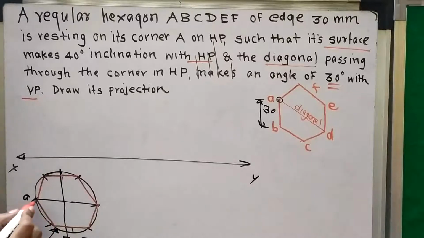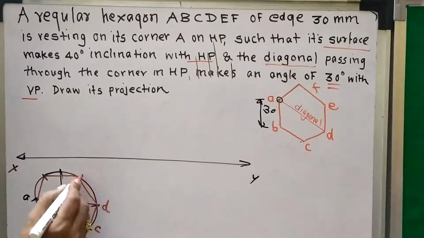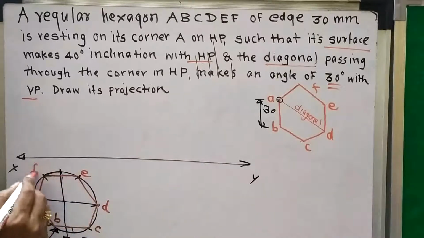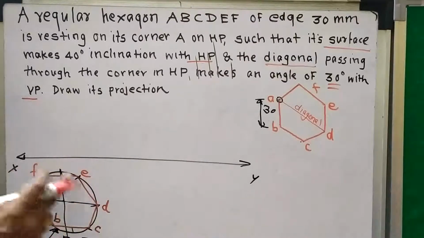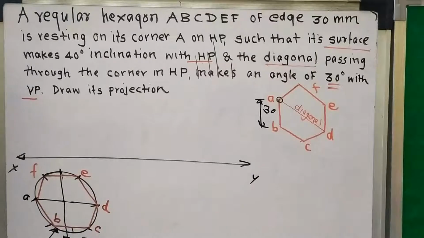So this will be my A, B, C, D, E and F. So in this way I can create a hexagon with separate corner. A similar hexagon you can draw with perpendicular side in resting condition. I will explain that method also.